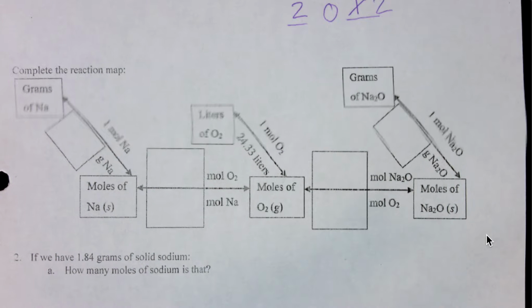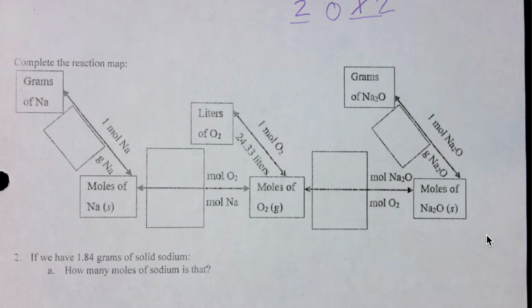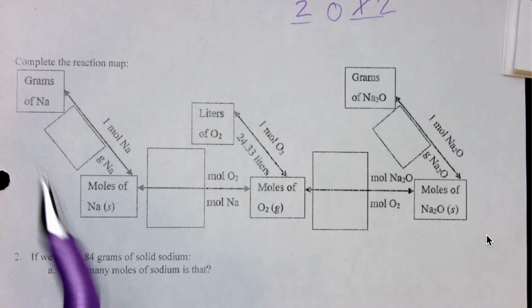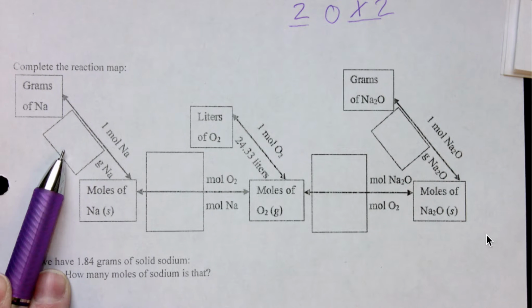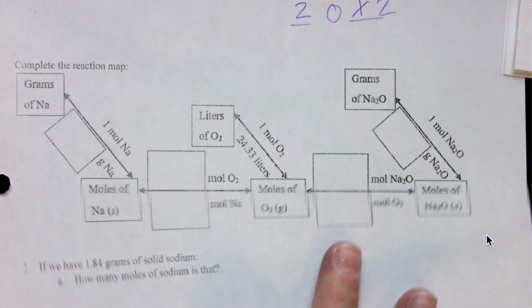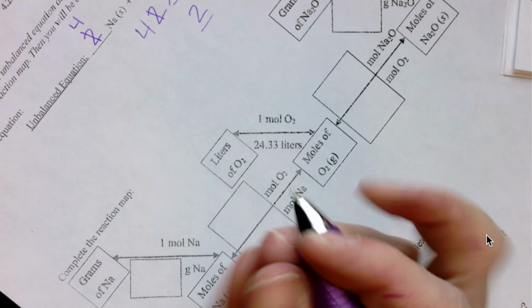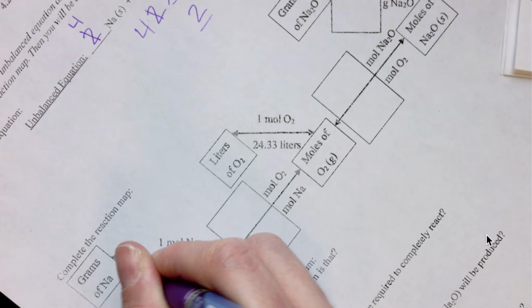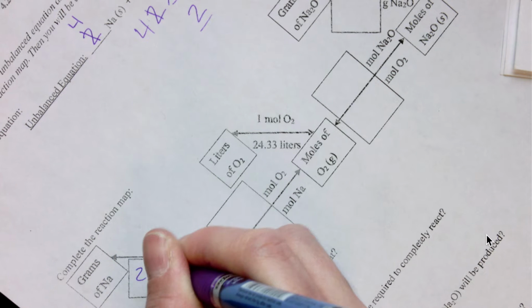All right, moving down here. Looking at this map, it's filled out for the most part. The only thing that we need to fill in is our molar mass and our stoichiometric ratios. So here, I need to fill in my molar mass for sodium. I just look at my periodic table. One sodium atom weighs 22.99 grams.